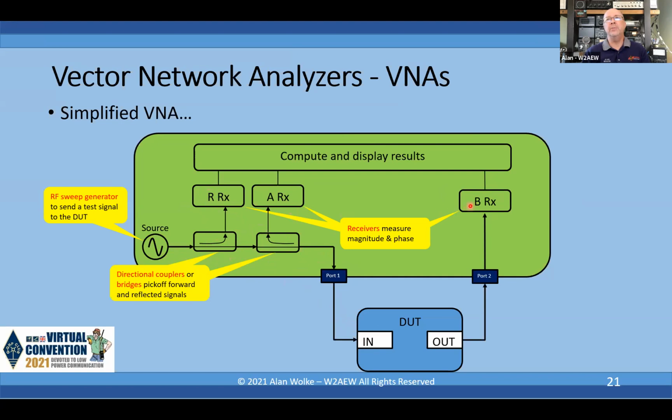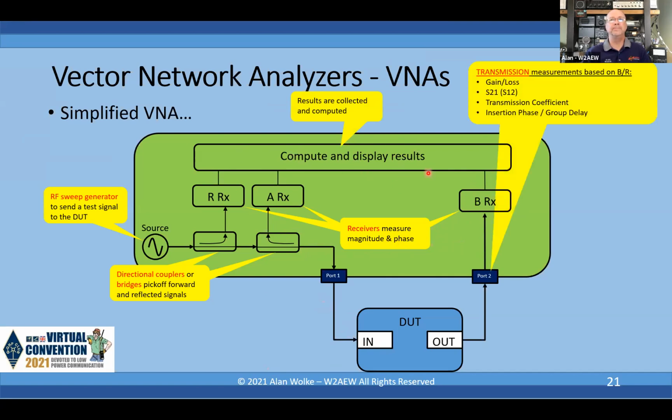Then we have an A and a B receiver, which measure the return signal from the input port of the device, so the reflected signal is in the A, and then the transmitted signal through the device under test is measured in the B receiver. And they measure both the magnitude and phase. Unlike a spectrum analyzer, which only measures magnitude in effectively this B receiver, unless you're using some kind of a return loss bridge to measure it the other way. Then obviously all the results from these receivers are collected and computed to display the results.